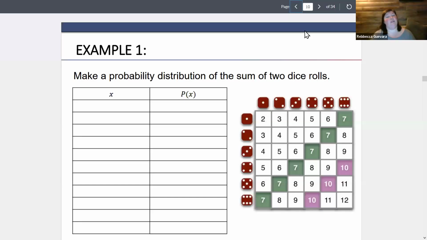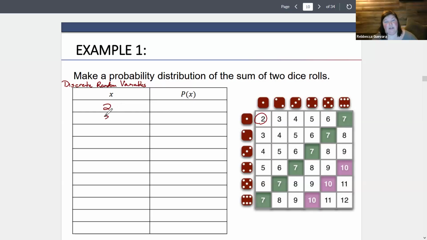Okay, so we want to make a probability distribution of the sum of 2 dice. So we look at this, we take 2 dice and we roll them and we sum their numbers. My random variables, and they're going to be discrete random variables again, we could have 2 as an option.